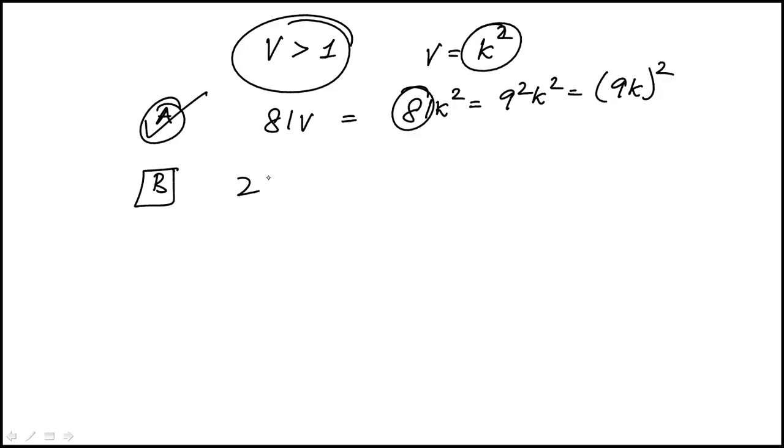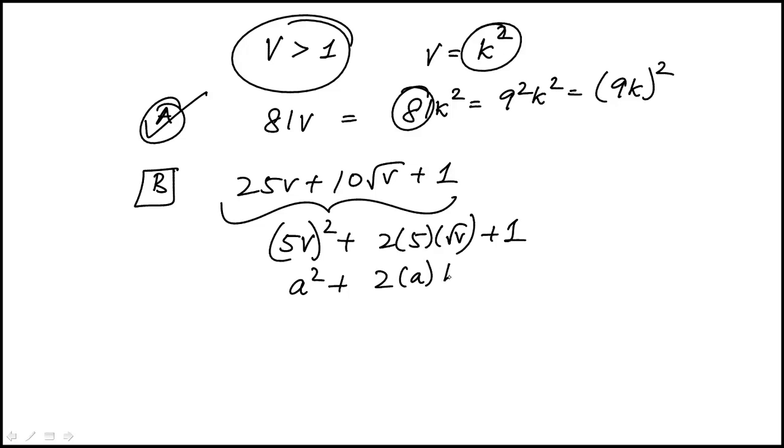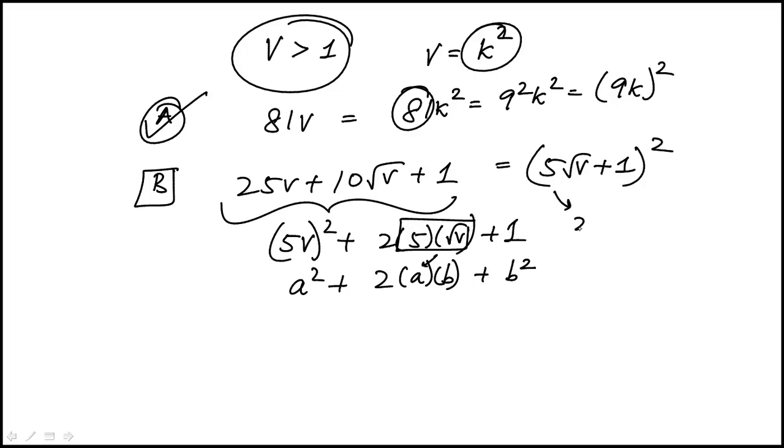If we look at B, it is this expression, 25 times v plus 10 root v plus 1. So it's kind of hiding an identity, and I want to see if I can factor this. So this would be 5 root v square plus 2 times 5 times square root of v plus 1. So I'm trying to write it analogous to a squared plus 2ab plus b squared. So a is 5 root v. So this is really the square of 5 root v plus 1. And if you do the expansion, you're going to find that it's indeed 25v plus 10 root v plus 1.